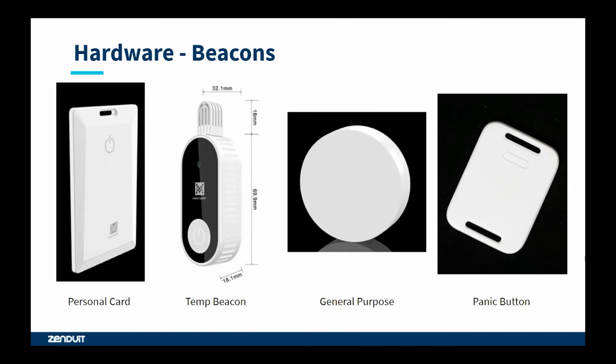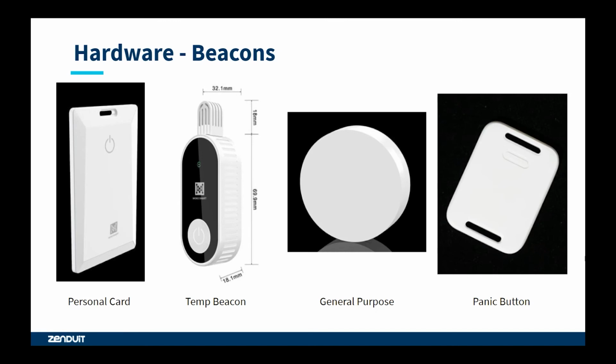So these are our different types of beacons that we're going to be doing for our beta testing. Left to right, we have our personal card. This can be put on a lanyard. You can power it on and off, and it would be used for people tracking, for things like nurses or, in warehousing, your workers.